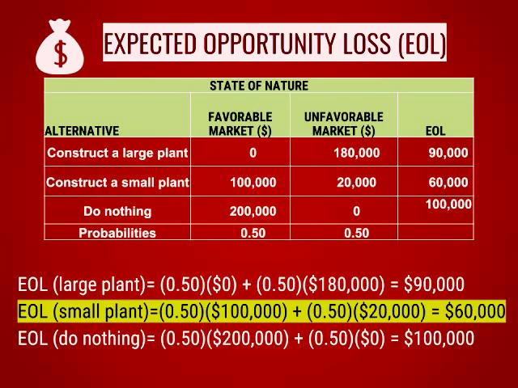For the EOL of the large plant, we have 0.5 times 0 plus 0.5 times 180,000, which is equal to 90,000. For the EOL of the small plant, we have 0.5 times 100,000 plus 0.5 times 20,000, which is equal to 60,000. For the EOL of do nothing, we have 0.5 times 200,000 plus 0.5 times 0, which is equal to 100,000. Since we are talking about losses, we choose the alternative with the least opportunity loss, which is to construct a small plant. Therefore, our decision would be to construct a small plant.